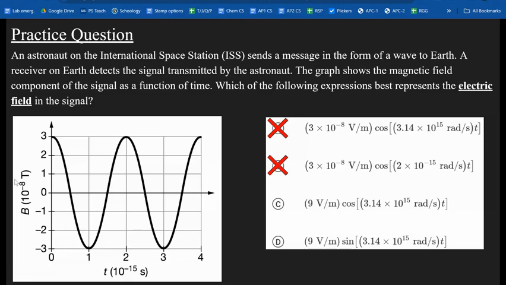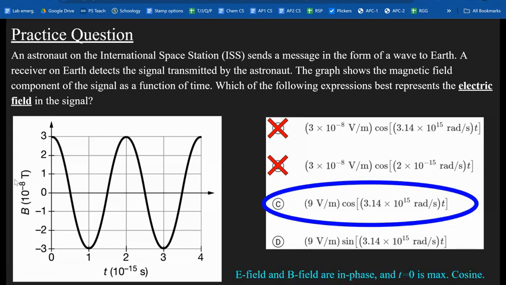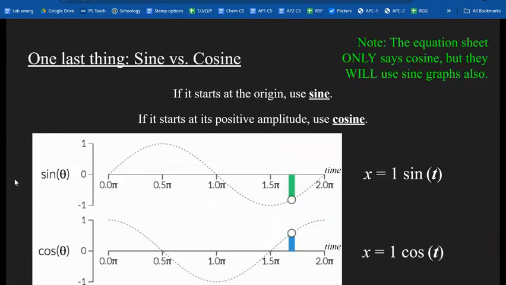So now it's just the difference between a cosine graph and a sine graph. And this one, well, does it start at the origin or does it start at its amplitude? It starts at the amplitude, so the answer here is cosine, letter C, cosine graph. And then here's just your reminder of sine versus cosine. If it starts at the top, it's a cosine. If it starts at 0, it's a sine graph.